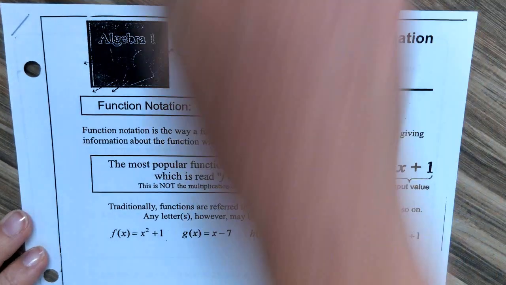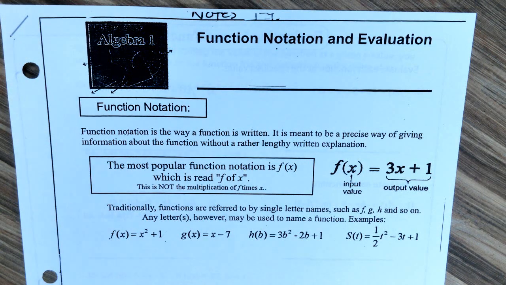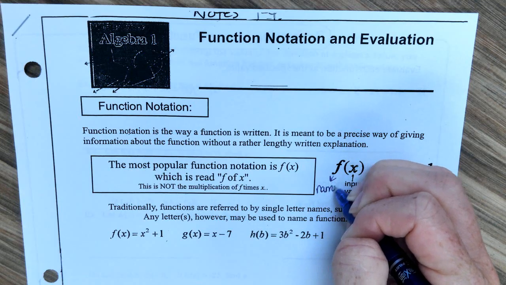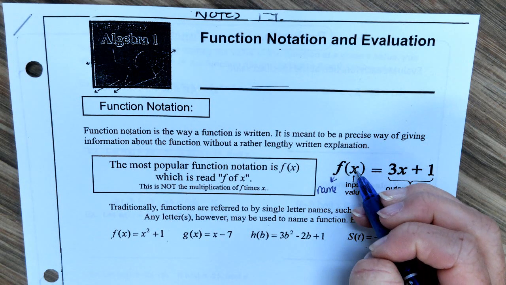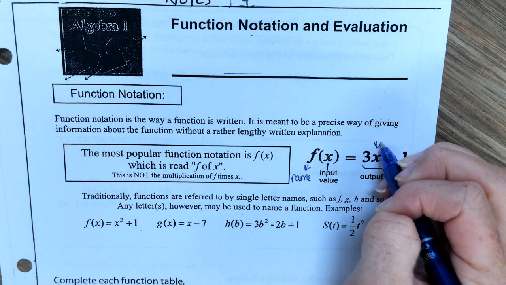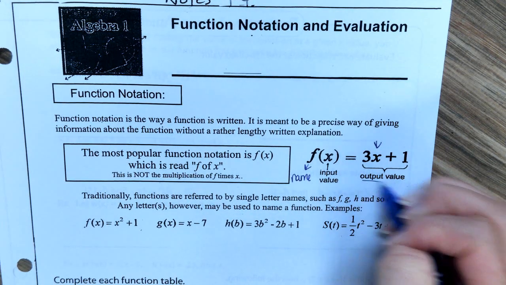Today we're going to move on with function notation and evaluation. I've already taught y'all this, but I'm just going to go over it again. Function notation is a way to name functions. This is the name. This is the input that you're going to input for that x. And then once you input it, it gives you the output.